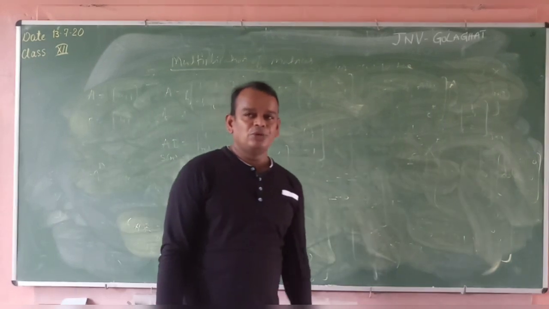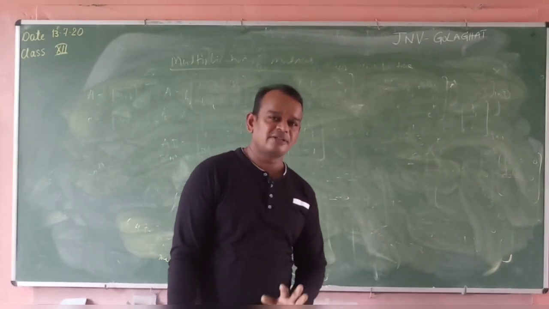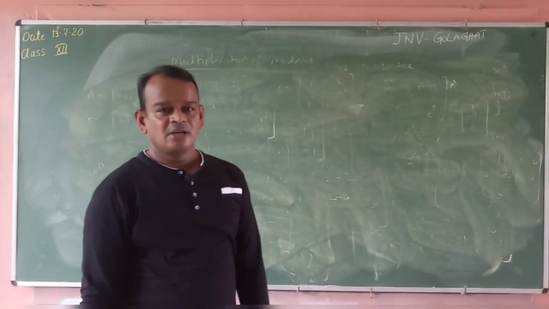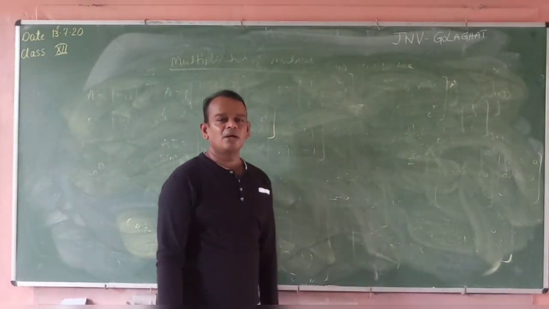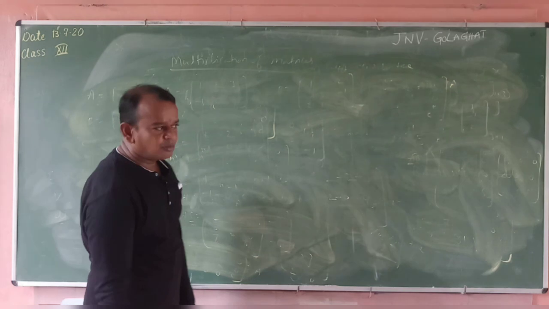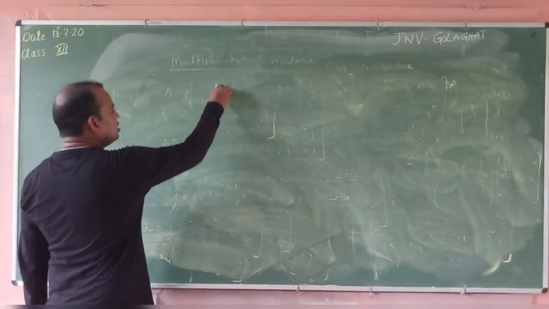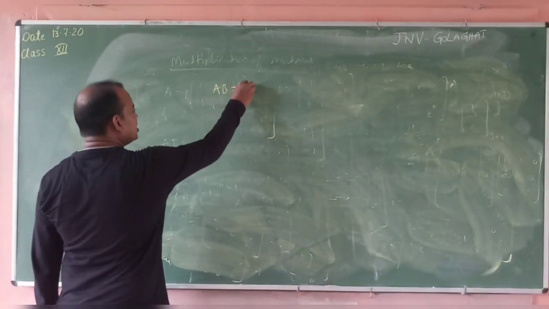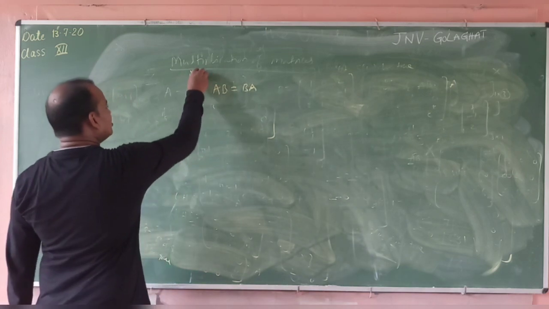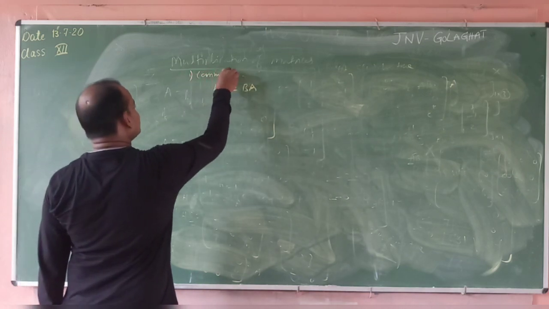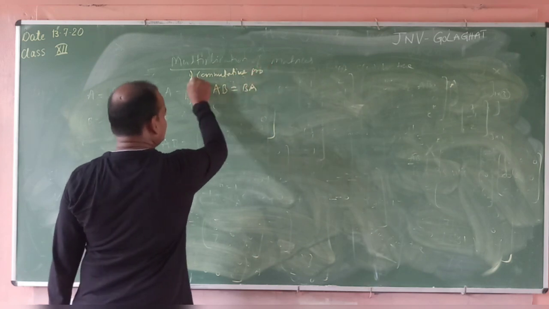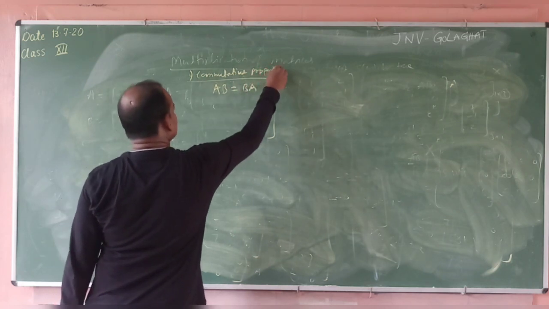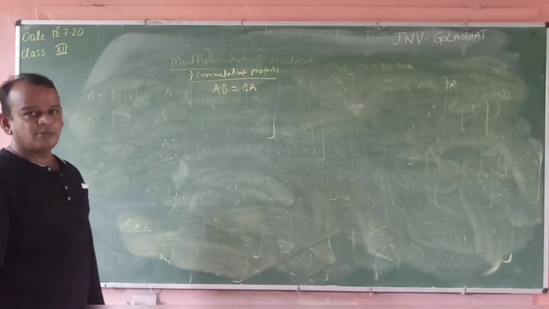Already before I told you, the multiplication of matrices may or may not satisfy the commutative property. What is the commutative property? AB is equal to BA, with respect to multiplication. This is the commutative property with respect to the multiplication of matrices.